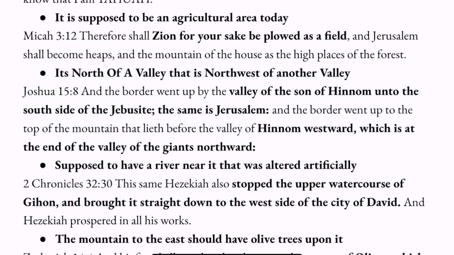It also says the mountain of the house as the high places of the forest. So that does indicate plant life in the city of Jerusalem. It's not going to be pure desert. There's going to be some plant life there as well.